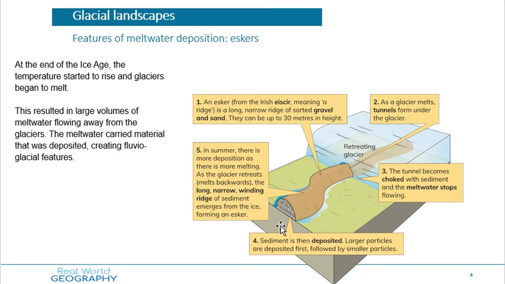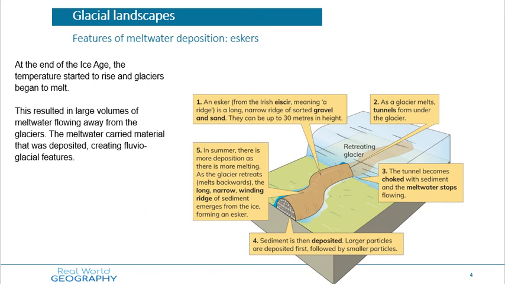Final point. In the summer, there's more deposition as there's more melting. So there's no surprise there. The hotter, wet weather in the summer means the glacier will melt faster, and as it melts faster, it leaves behind a long, narrow, winding ridge of sediment. What's this called? An esker. Very, very straightforward, guys.